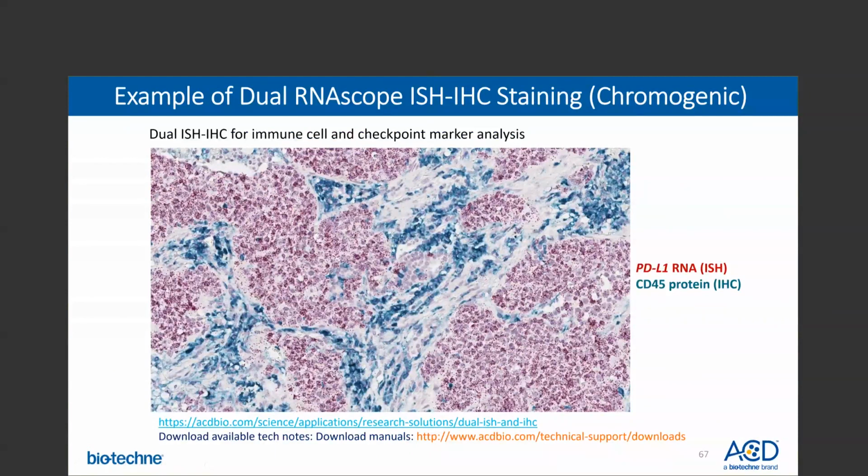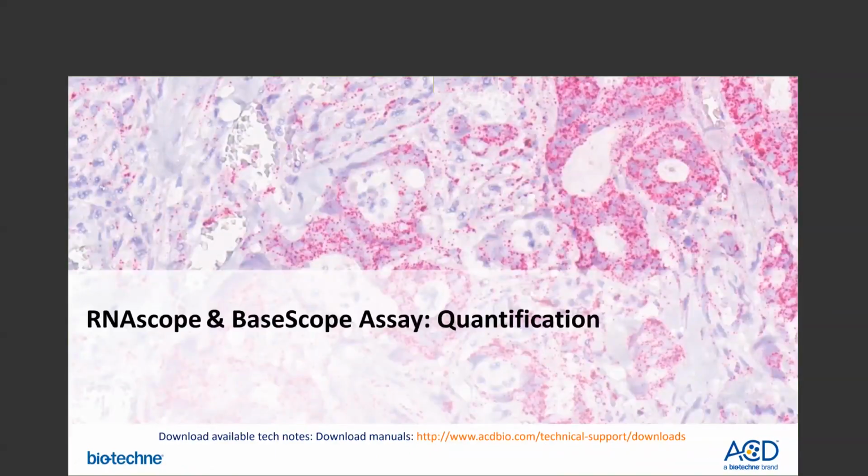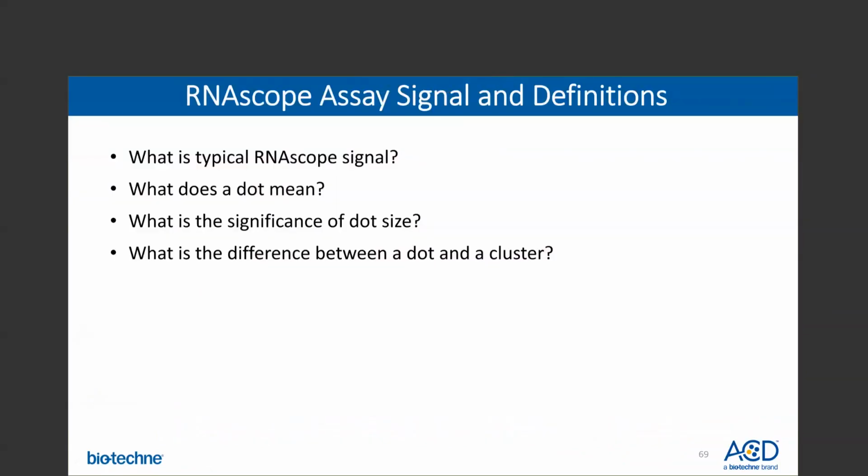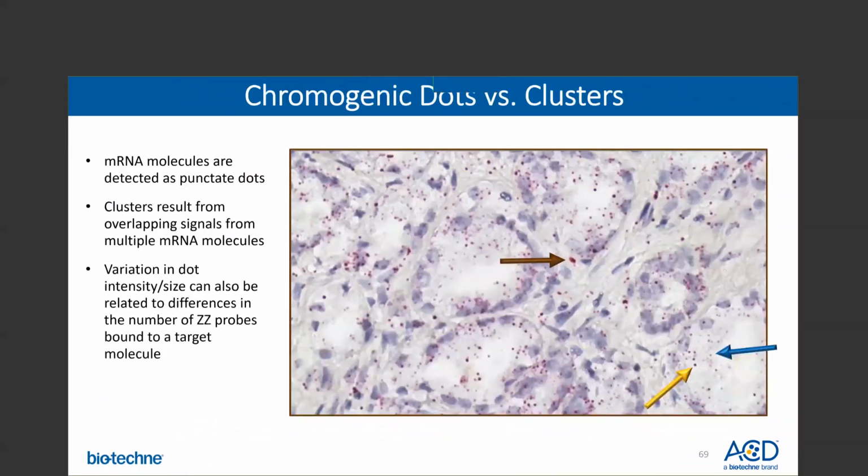We'll now look at some of the guidelines for quantifying your RNAscope and BaseScope data. Some of the key questions with regards to the signal are: what is a typical signal? What does a dot mean? What is the significance of the dot size? And what's the difference between a dot and a cluster? Shown on this slide is the difference between dots versus clusters.